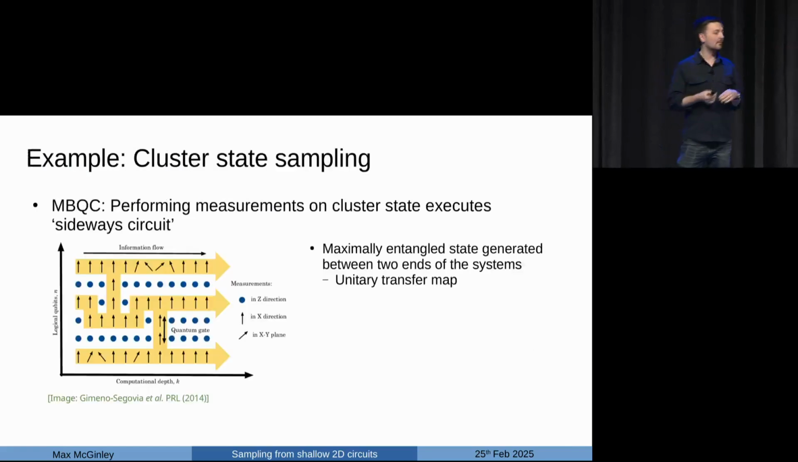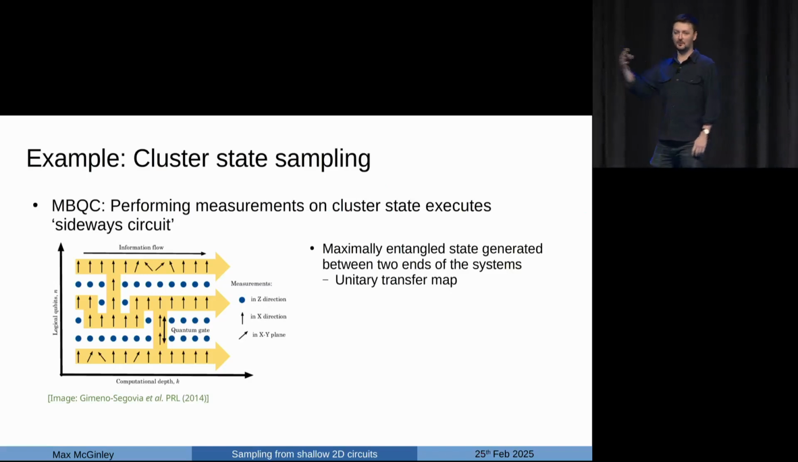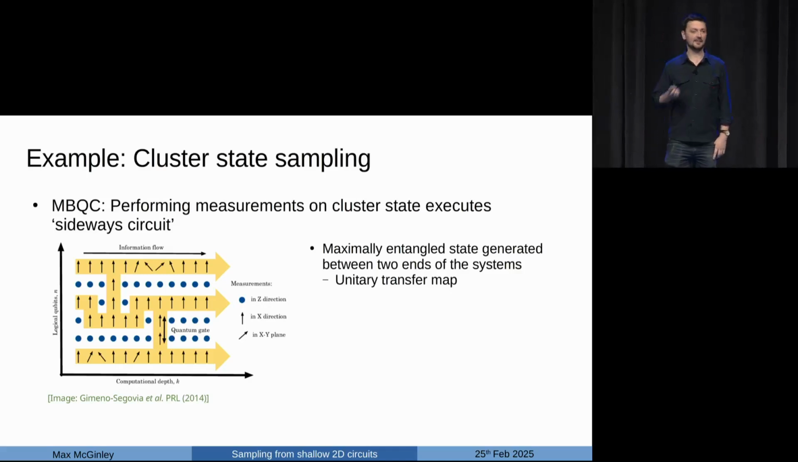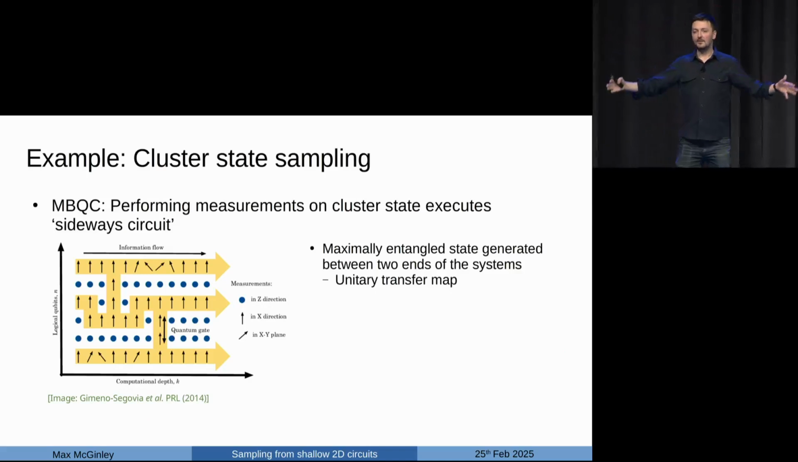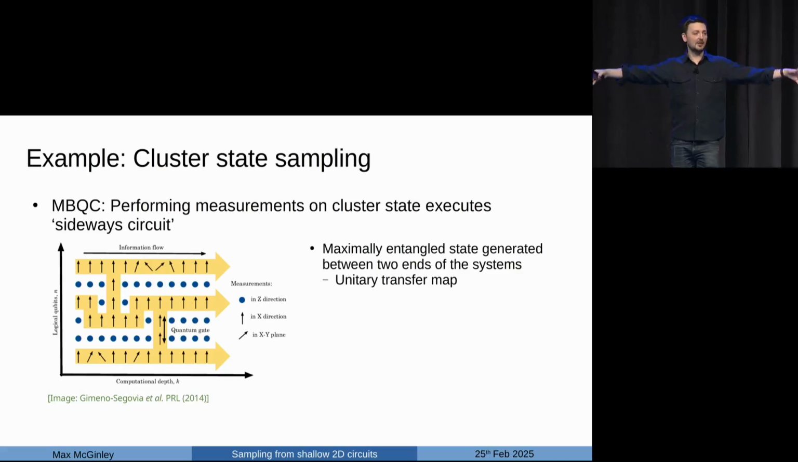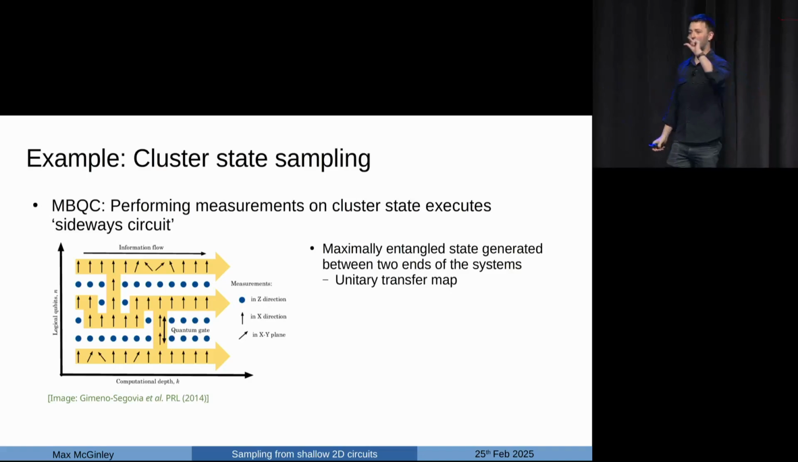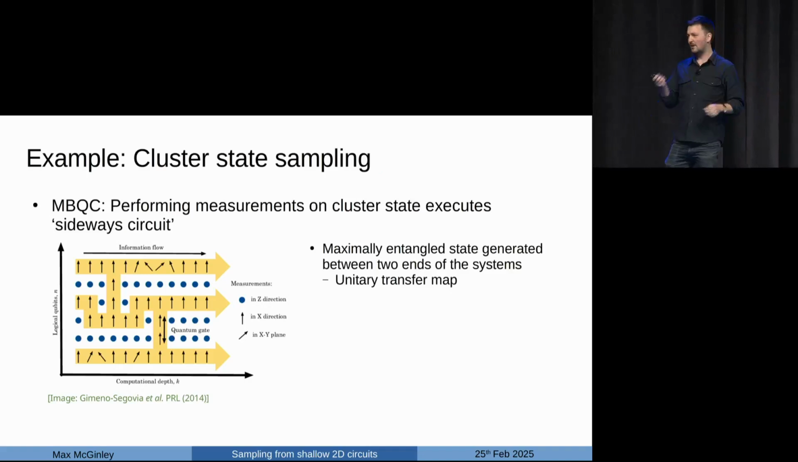Perhaps an example: if we think about sampling from the cluster state, which is the resource state for measurement-based quantum computation, when we perform measurements on this state, we know that we effectively execute a unitary circuit in this sort of sideways evolving direction, as illustrated here. And therefore, after measuring all of the qubits in the bulk of a system and maybe leaving some on the edges unmeasured, we end up with a maximally entangled state between two ends of the system, despite the fact that we could have prepared this cluster state in a constant depth circuit. That's something very special about this state.